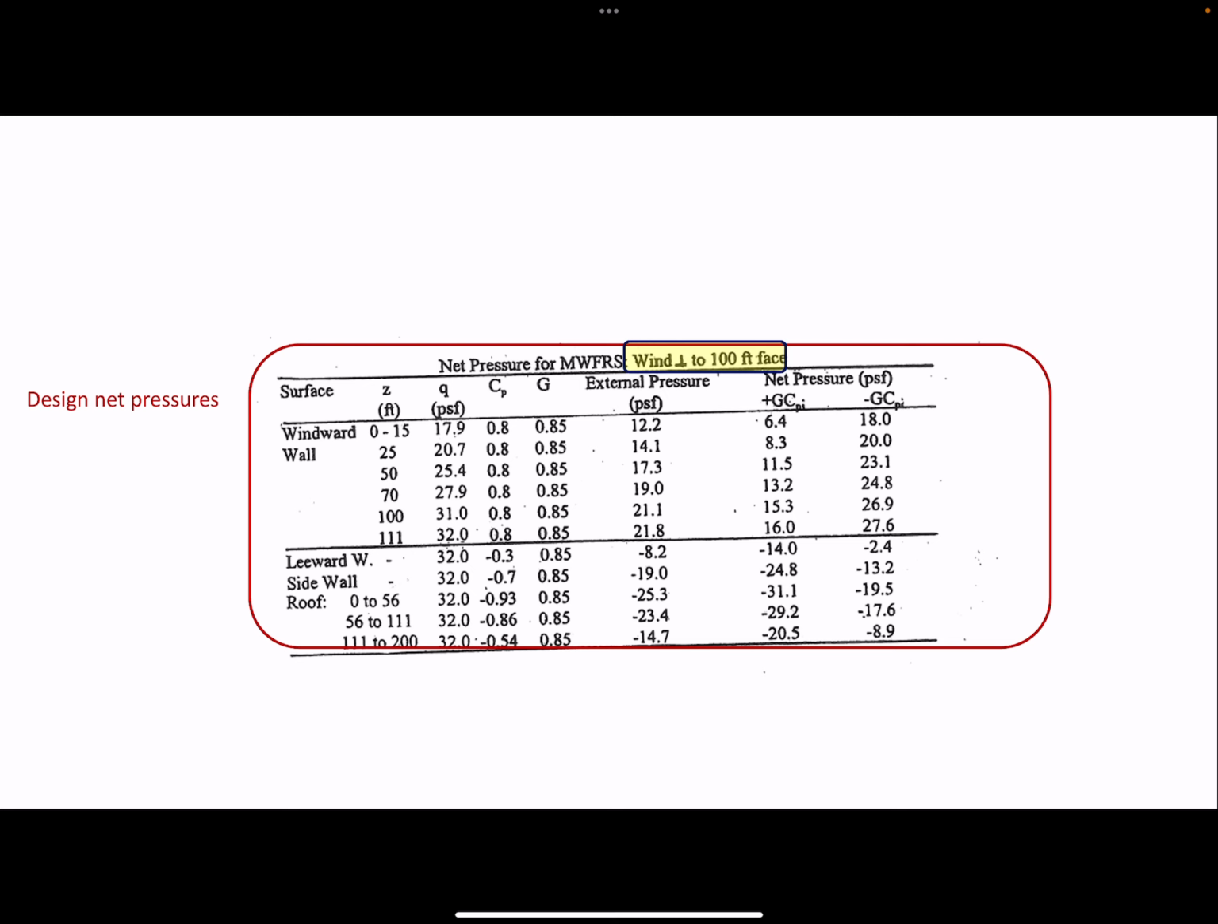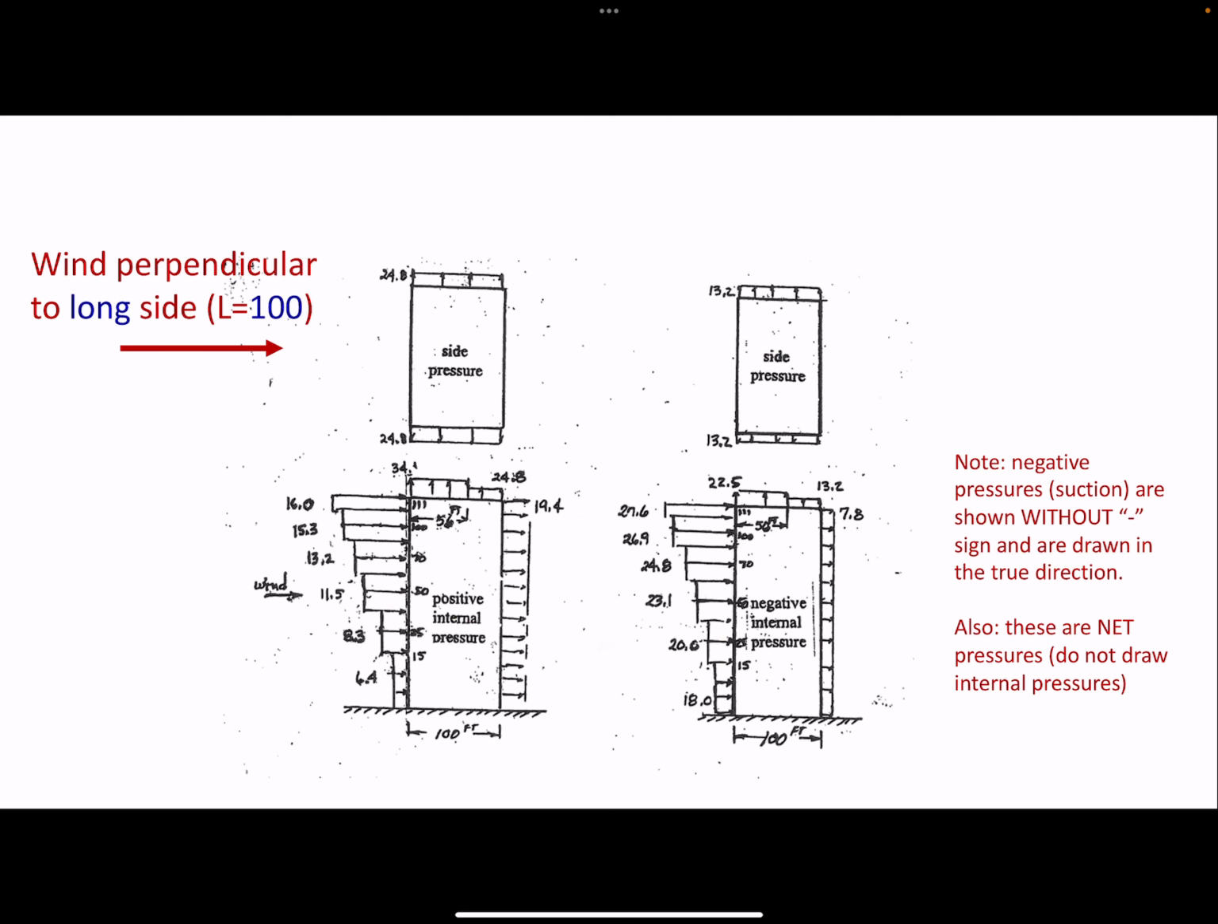So the signs are important to include in the tables when you calculate those values, but once you interpret those to a sketch, don't include the signs on your sketch. Show the pressures acting in the actual direction that they're acting. So interpret that sign, but don't include it on your magnitudes.